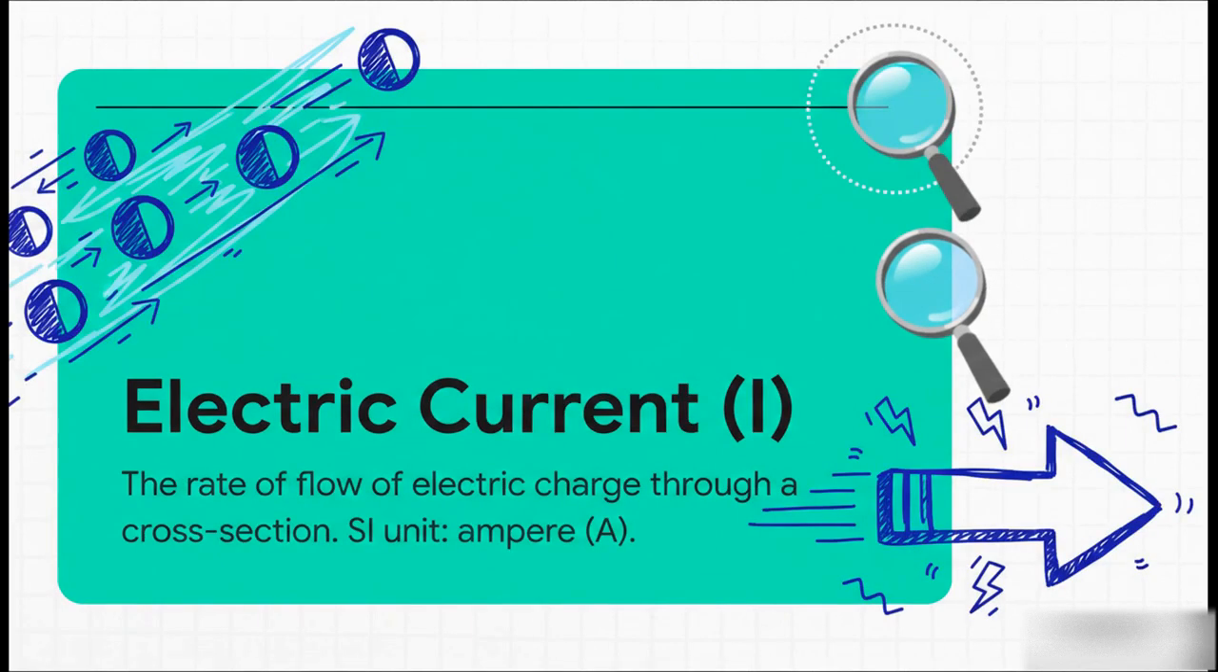So what happens when you get a bunch of these charges to start moving, to flow? Well, that's what we call electric current. The best way to think about it is like a river. It's not just that there's water, it's about how much water is flowing past you every single second. That rate of flow is the current, and we measure it in amps, or you've probably heard amps.